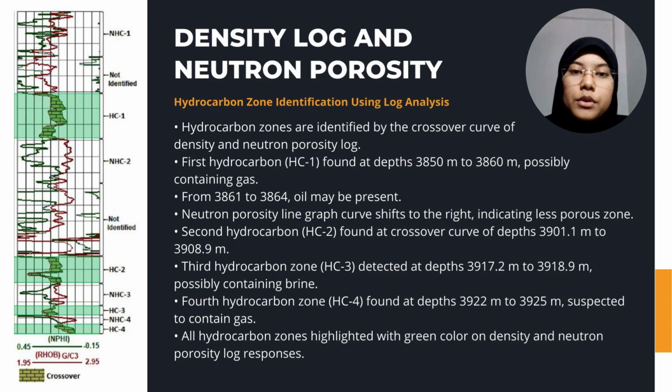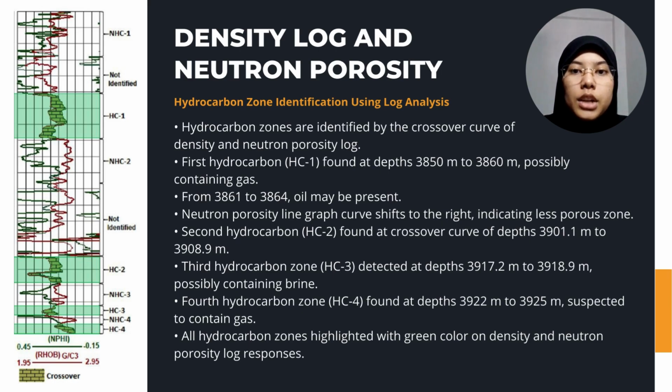For the depth of 3,861 until 3,864, there might be oil existing at the zone. So the neutron porosity line graph curve shifts to the right, which indicates a less porous zone.